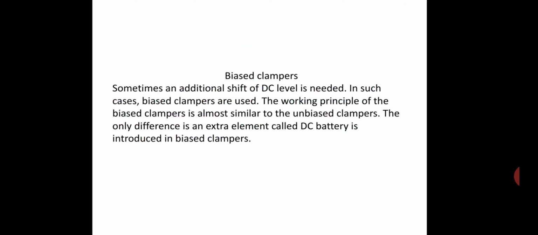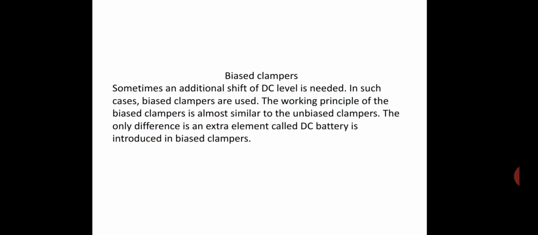We have discussed positive and negative clampers. Now the biased clamper. What is a biased clamper? When the diode of a positive or negative clamping circuit is connected with a DC battery, then it is called biased. In a positive clamper, if the diode has a DC battery, it is called a positive biased clamper. In a negative clamper, if the diode has a battery bias, it is called a negative biased clamper.